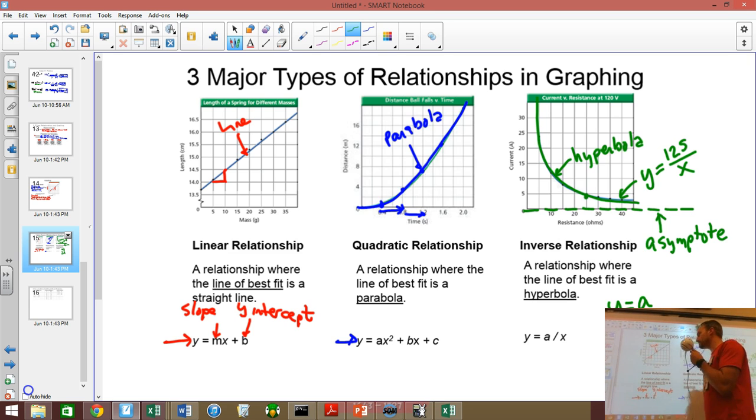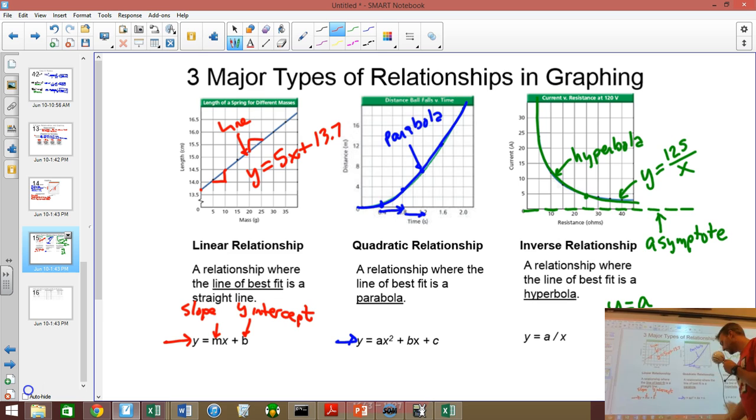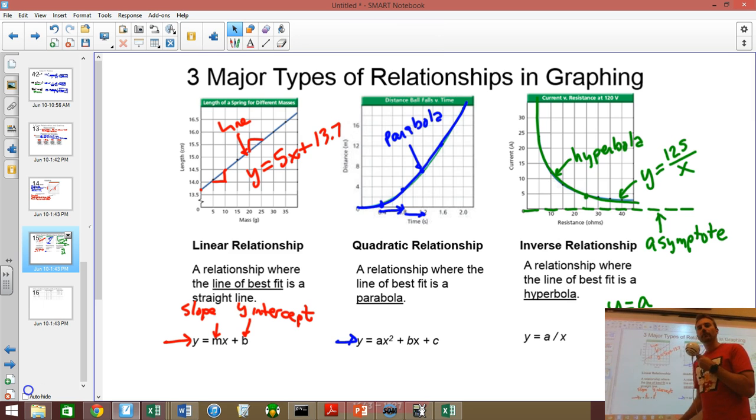My linear equation is a little bit easier to find, and that would be something like y equals, I could find the slope, the rise over the run. Looks like it goes up 5. My y-intercept looks like 13.7. This one, a little bit trickier to find, and I'm going to show you how to actually figure out those lines, because these equations are really important for us to forecast.